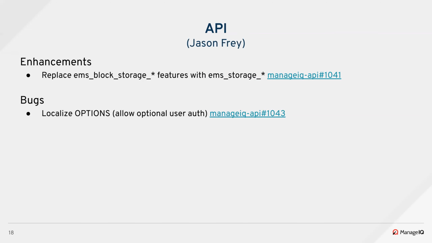On the enhancement side, Adam, again, worked on the block storage stuff. So this is another PR that goes toward that full effort. And for bugs, Nick L fixed an issue where, when you do an options call on any API, none of the strings that came back would be localized because we don't use user auth. So he added a feature that allows optional user auth. So if a user is logged in and has a locale, the options calls will return in their localization.